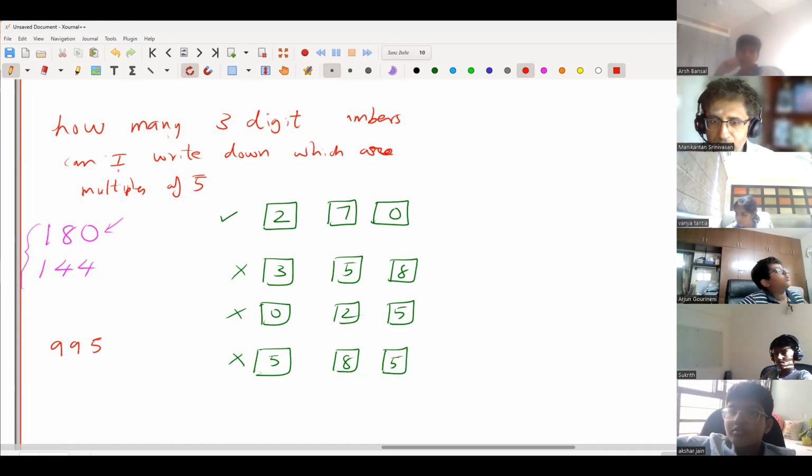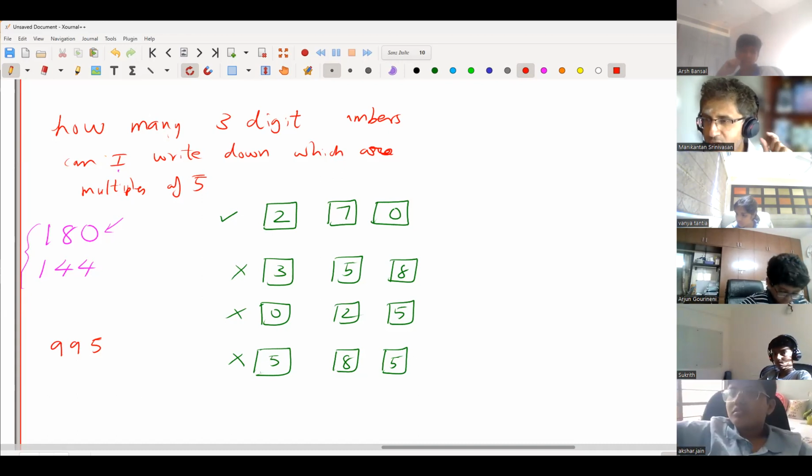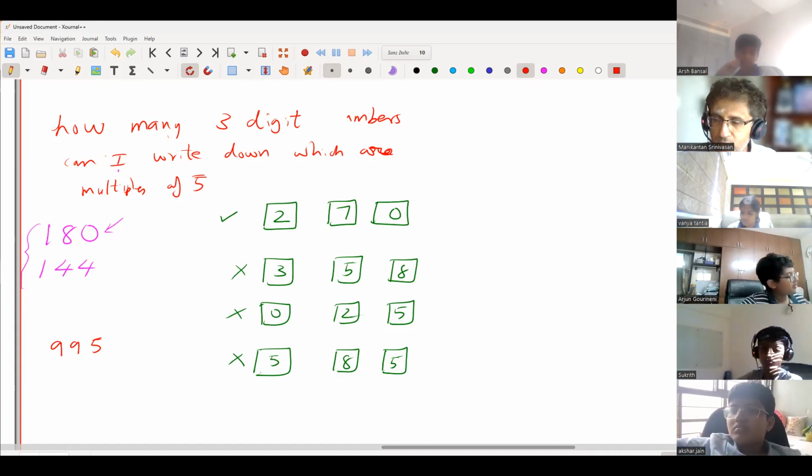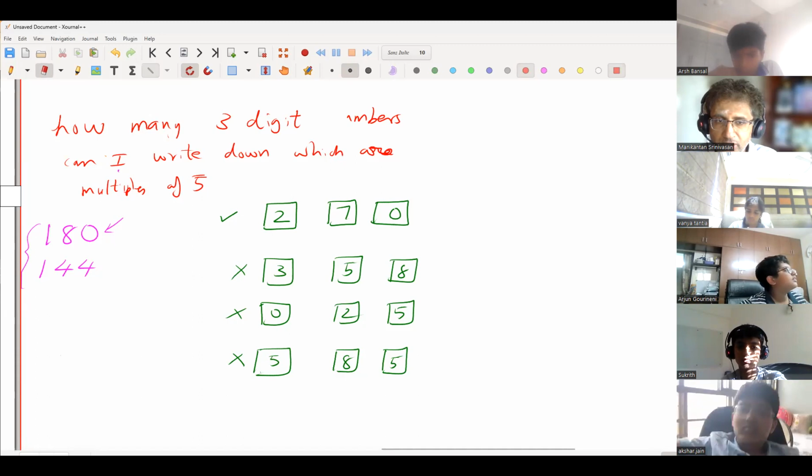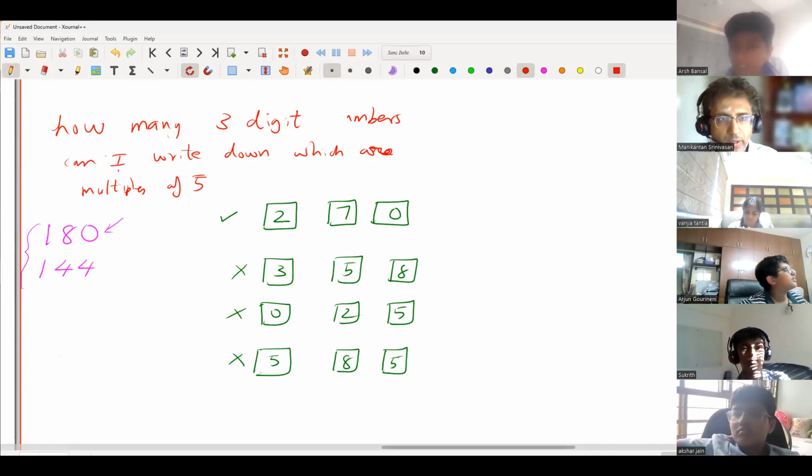So you can't repeat digits, right? I told you this to illustrate, and I also said think of them as coins. You have to lay them out. Once 9 is used, it means they cannot use it again. So then the answer will be 144. That's correct. 144. Okay.